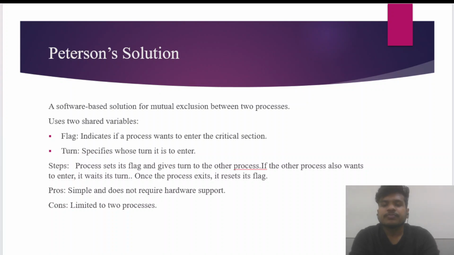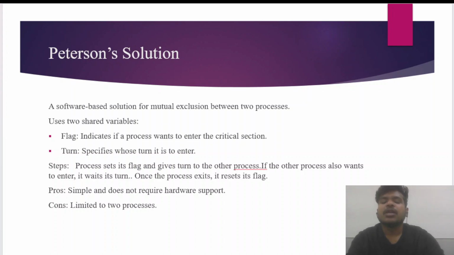So how does it work? When a process wants to enter the critical section, it sets its flag to true and gives the turn to the other process. If the other process also tries to enter, it checks the flag of the first process. The flag is set to true and it's not its turn. The second process waits until its turn. But once the process exits the critical section, it resets its flag to false.